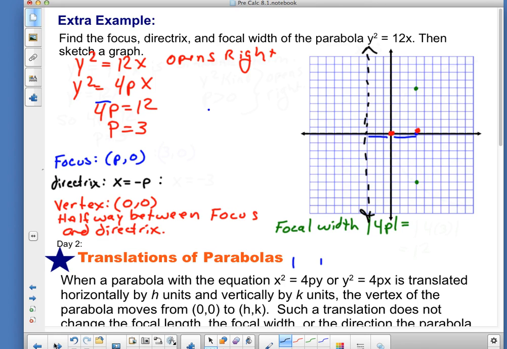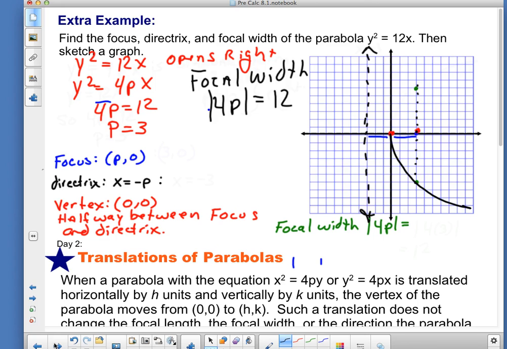And my focal width is 12 because that's 4P. It's the absolute value of 4P, but since P is 3, it's just 12. And I've got 6 on either side: 1, 2, 3, 4, 5, 6, and 1, 2, 3, 4, 5, 6. So I've got that going as I get that sketched.